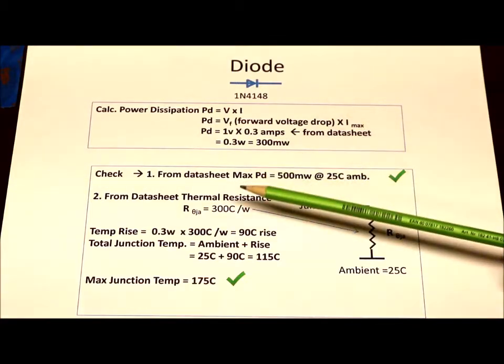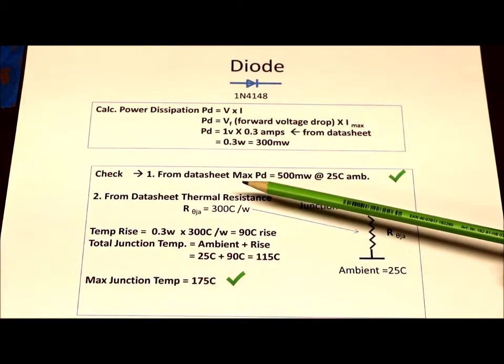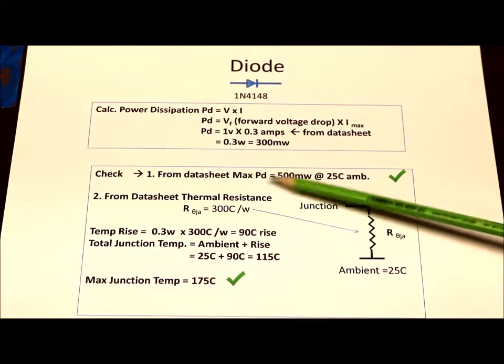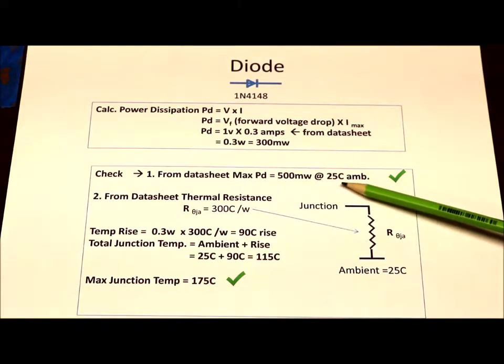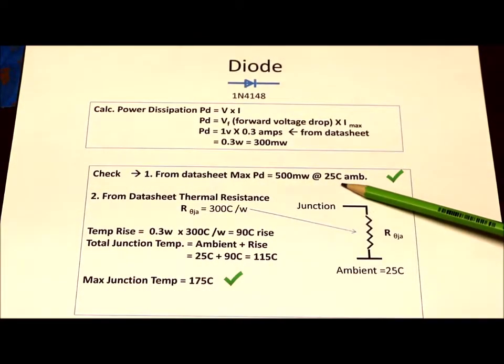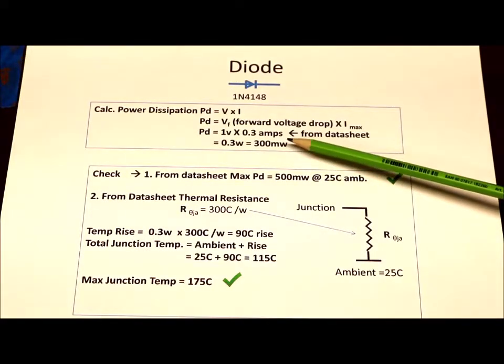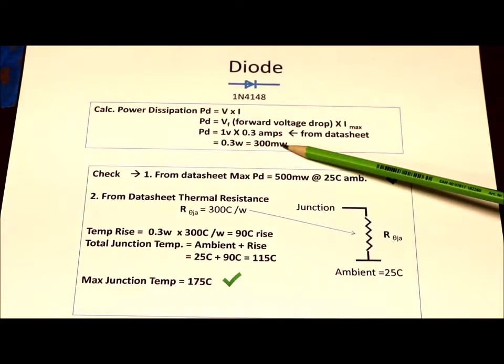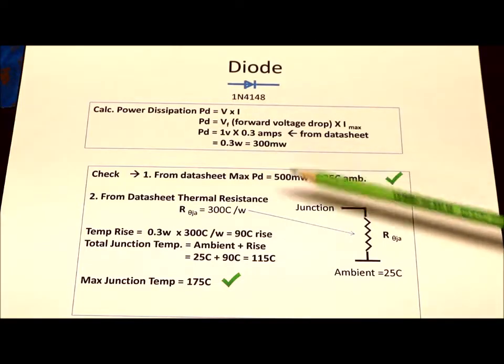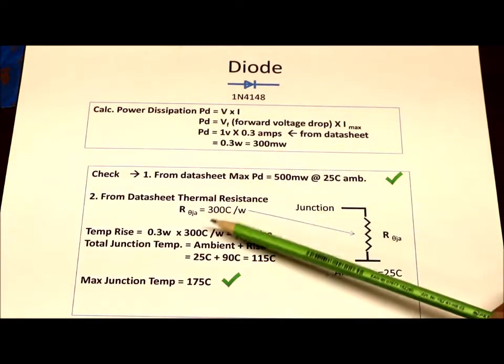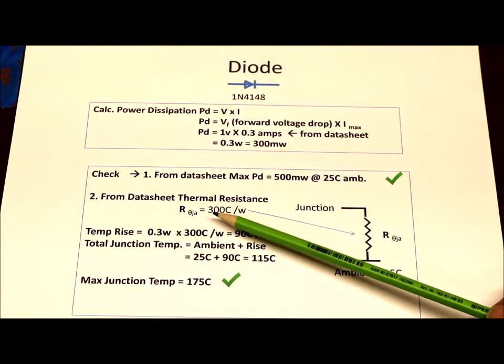Now we check the data sheet. There's two kinds of checks we can do here. From the data sheet, the maximum power dissipated is 500 milliwatts at a 25°C ambient. And you can see that's higher than our 300 milliwatts in this particular case. The next thing you can do for a check is to look at the thermal resistance.